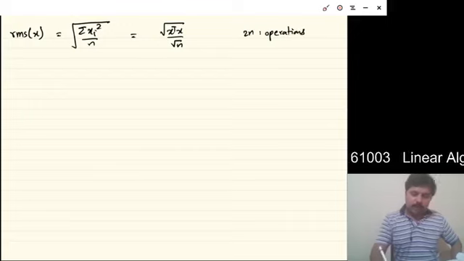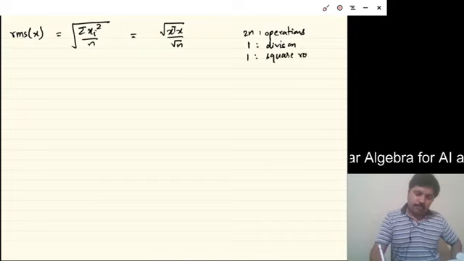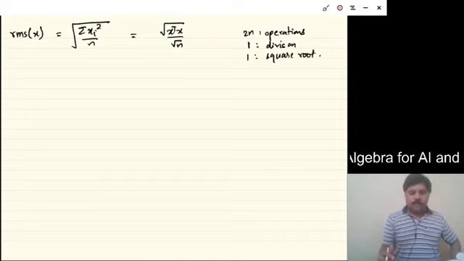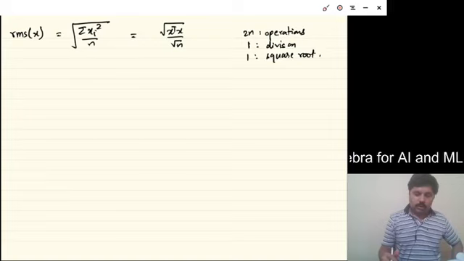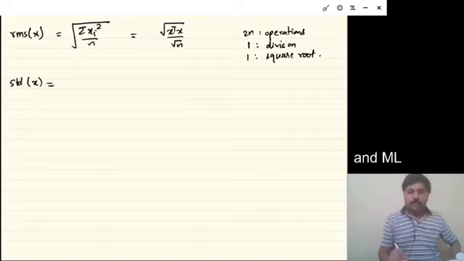Then you have to divide by, so 1 division, 1 square root. So that's how much you require for the RMS value of x. And if I want to find out the standard deviation of x, how many operations will be required?